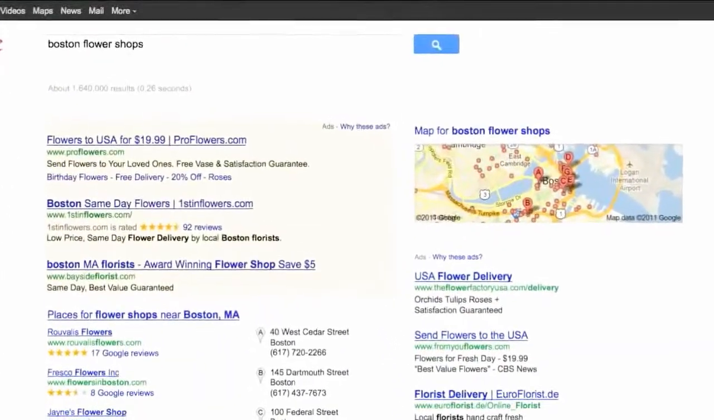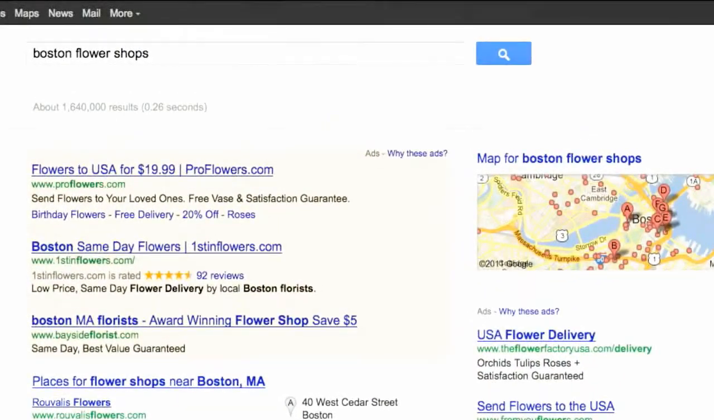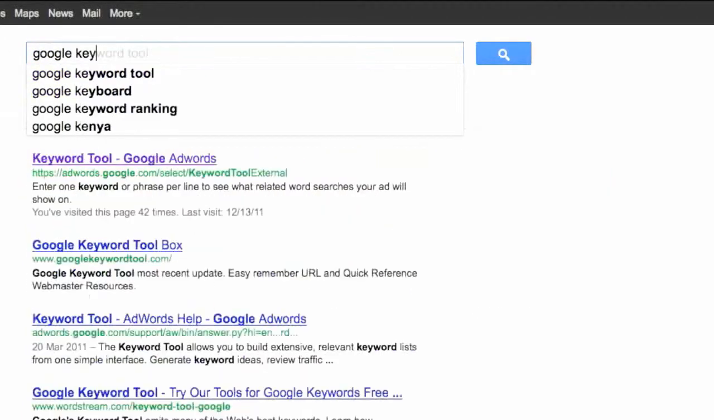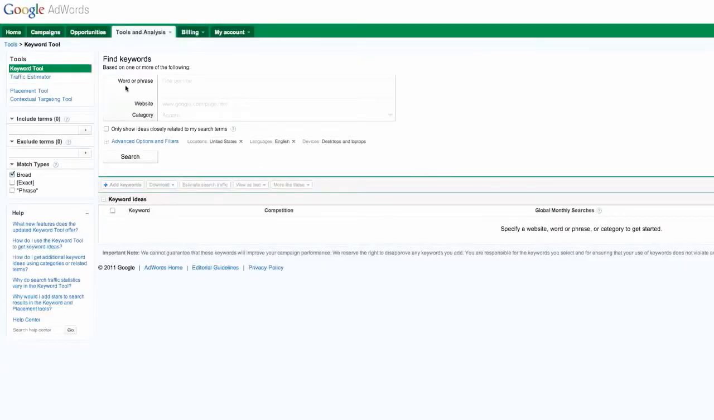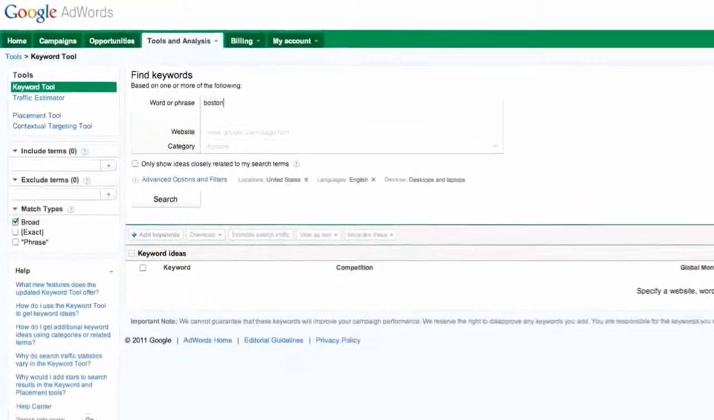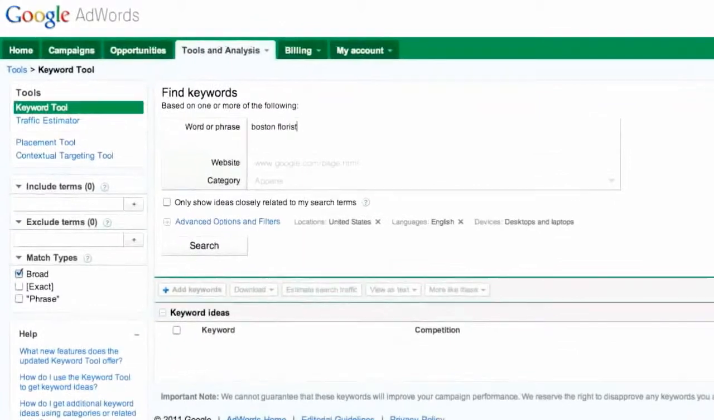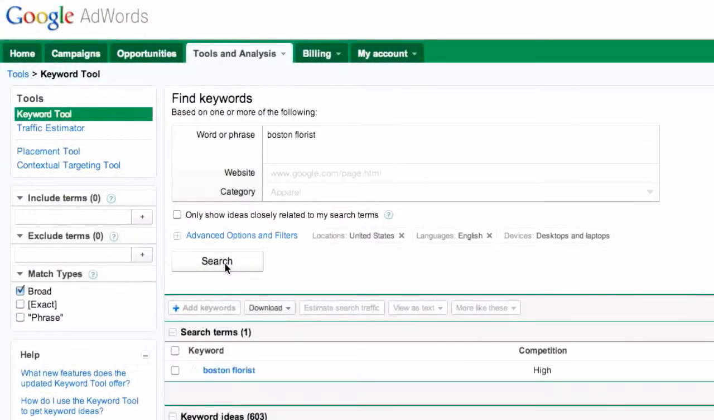So, now that we have a general understanding of how powerful keywords are, what do we do about it? This is where the Google AdWords keyword tool is so vital for the next step. To find it, let's Google it. Okay. Here we are at the opening interface of Google AdWords. Let's say we're this florist in Boston, so let's start with the words Boston florist. Now let's look at what Google tells us.